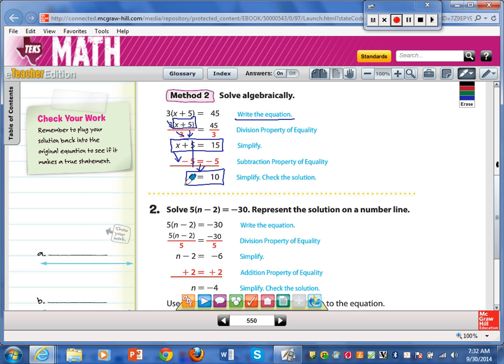All right, so it's very simple enough. If you take this whole thing as one piece because of the parentheses, then all that is being multiplied by 3, so all you have to do is divide by 3 on both sides. Let's go ahead and check it on this side.